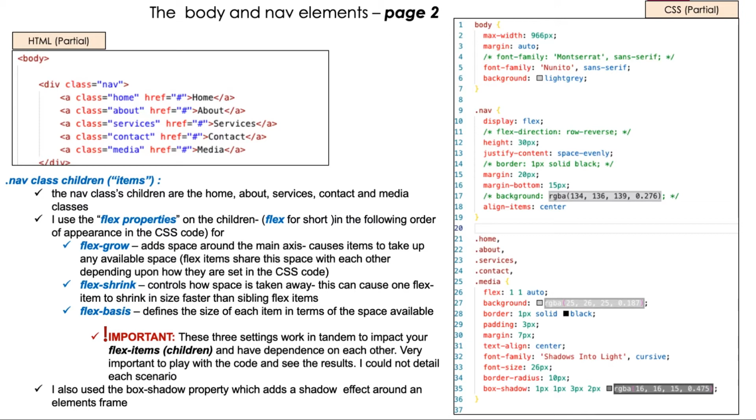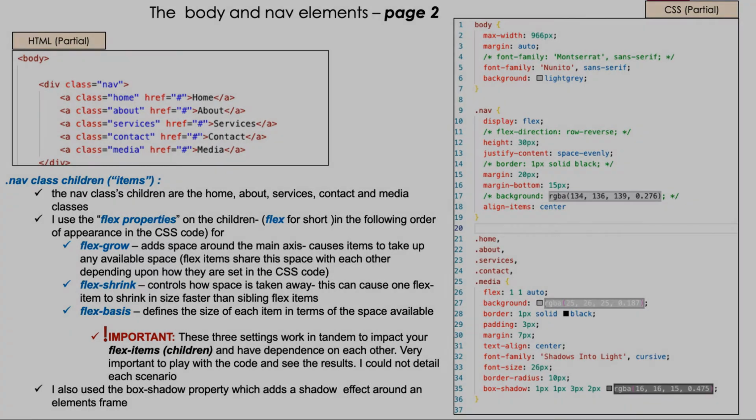Very important that you take this and you go further than we did in this class. That's where the learning really happens and where you make it your own. Play with the code, see what the results are. I couldn't possibly detail all different scenarios, though I'm trying to be very comprehensive, so hopefully it helps. And then I also use the box shadow property, which adds a shadow effect around an element's frame. So this is similar to some of the shadow that we've used on text before.